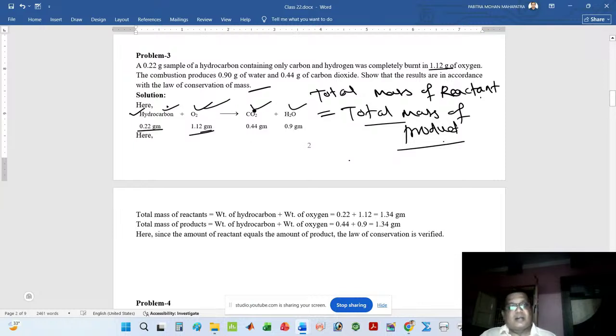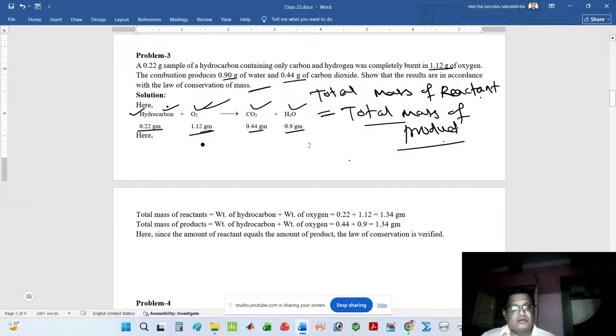Here carbon dioxide and water are formed. What amount of carbon dioxide is formed? That is your 0.44 gram. What amount of water is formed? That is your 0.9 gram. So here in the bottom of the carbon dioxide I can write 0.44 gram. In the bottom of water I can write here 0.9 gram.